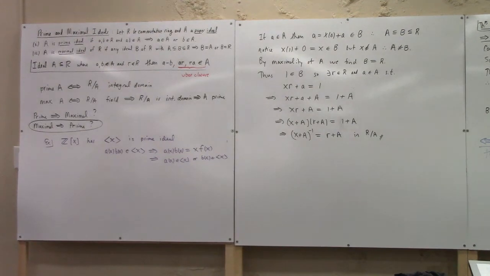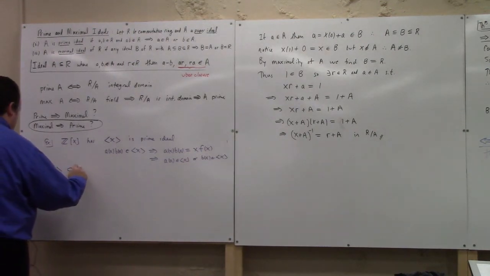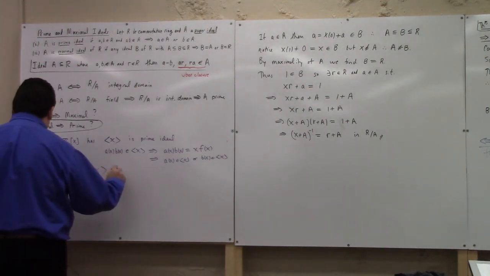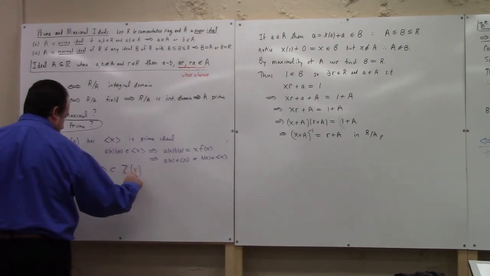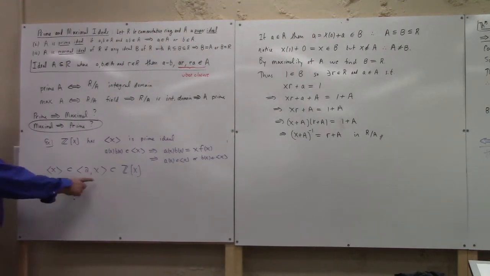Because when we have a product that's found in the ideal, either one or the other of the factors forming the product is in the ideal. It is a prime ideal. Is this maximal? Well, I point out that the ideal generated by x is a subset of the ideal generated by 2 and x, which is itself a proper ideal of this. It's easy to see that this is a subset of that, because the latter is linear combinations of multiples of 2 and x, so it certainly includes this.